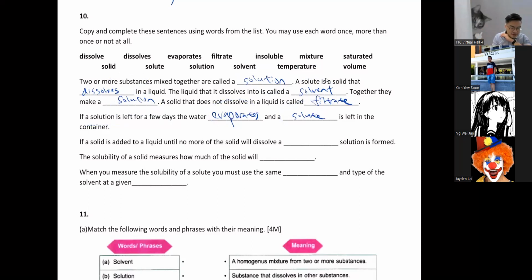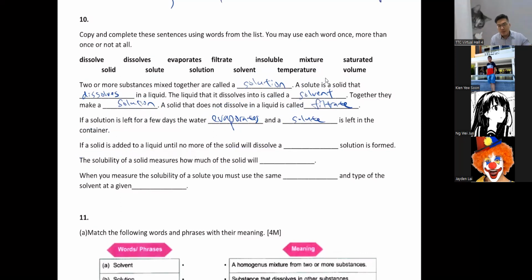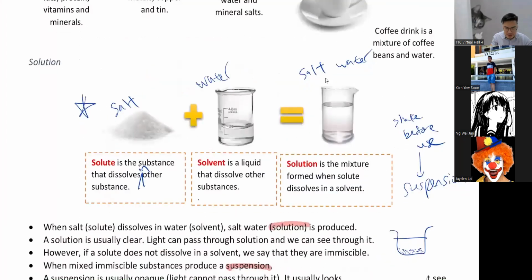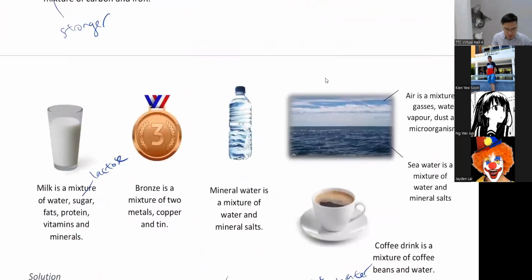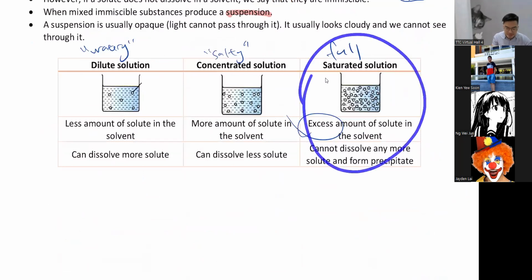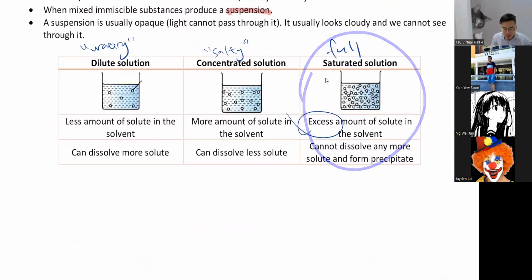Next, if a solid is added to a liquid until no more of the solid will dissolve, that means you keep adding salt until you cannot add any more. This is called a saturated solution. Saturated means full. When you put so much salt that nothing can dissolve anymore, it cannot dissolve, there is already too much. Then this is called saturated.